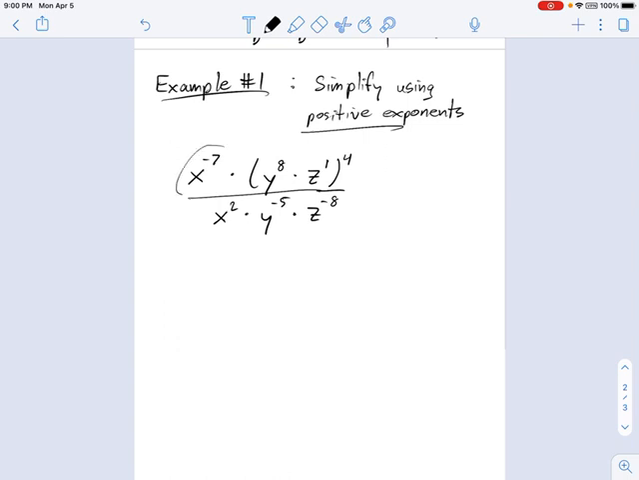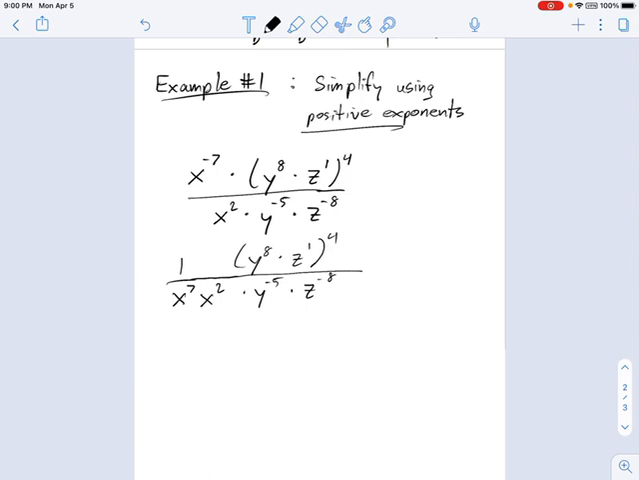On the top, you see I've got x to the negative 7th. On the bottom, I've got x squared. Well, x to the negative 7th on top, remember what that is: 1 over x to the 7th. So I can rewrite this as 1 over x to the 7th with x squared in the bottom. And all the rest is going to be the same, right? We've got y to the 8th times z to the 1st, all to the 4th power, times y to the negative 5th times z to the negative 8.